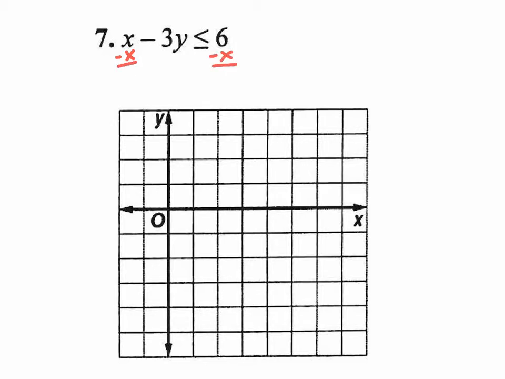I'm going to rewrite this thing. It's negative 3y is less than or equal to, I'm going to write my x value first, the negative x. And then that plus 6, I'm going to put it as a plus 6. Algebra 1 stuff, right? Final step would be to divide by negative 3.